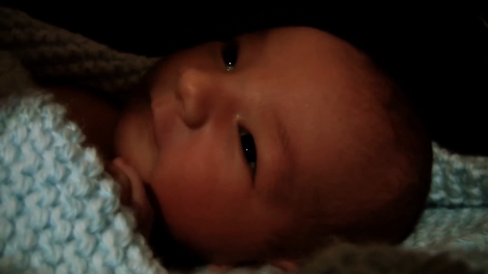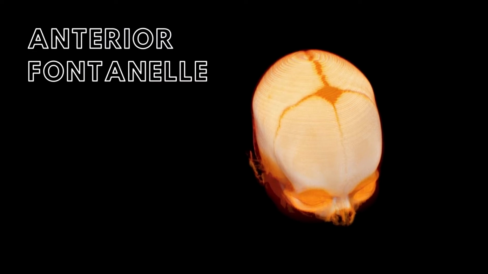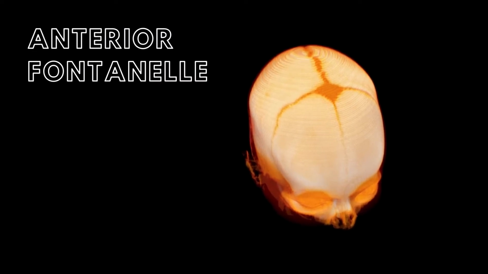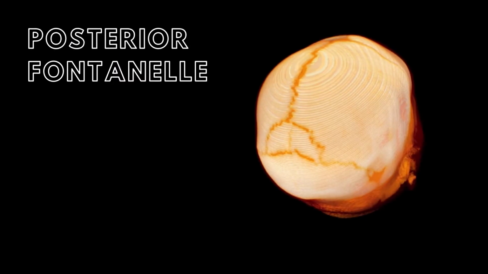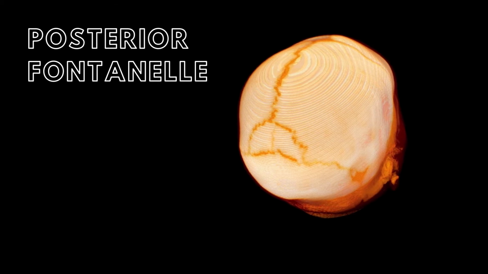Infants have 2 soft spots on the cranium called fontanelles. The anterior fontanelle is at the top of the middle of the head and closes between 9 to 18 months. The posterior fontanelle is at the back of the middle of the head and closes by 1 or 2 months, and sometimes is already closed at birth.